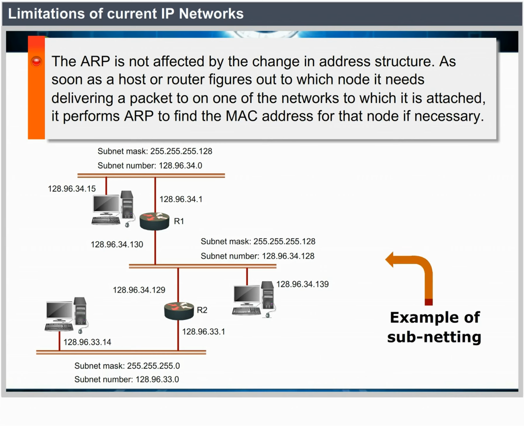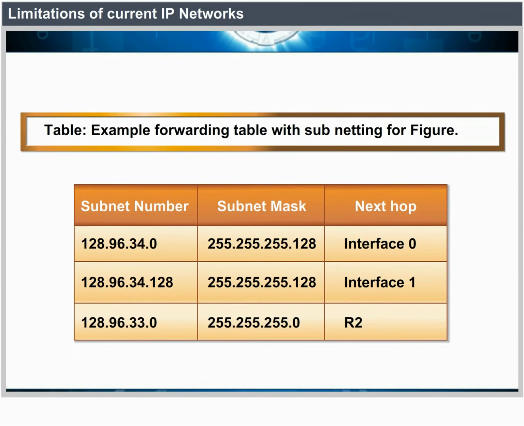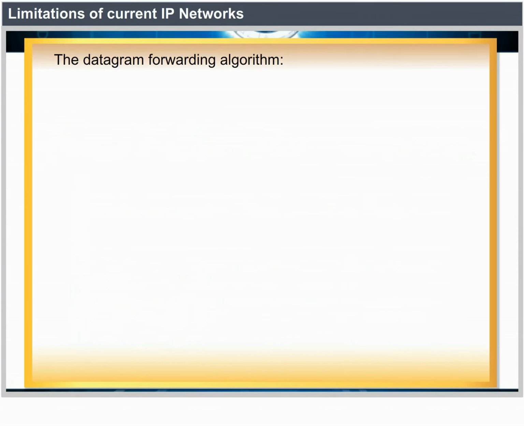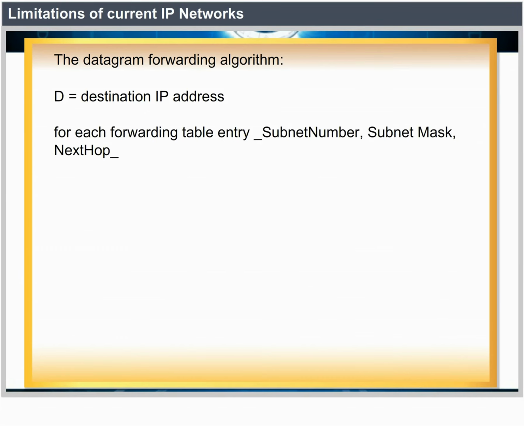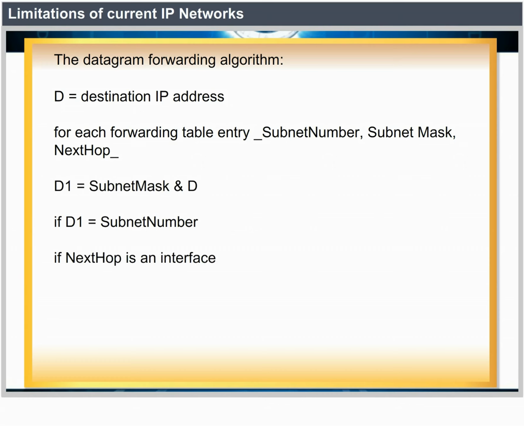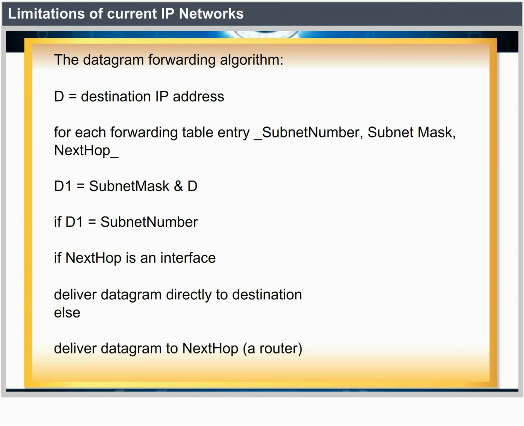Figure: example of subnetting. Table: example forwarding table with subnetting for the figure. The datagram forwarding algorithm: D = destination IP address. For each forwarding table entry, (SubnetNumber, SubnetMask, NextHop): D1 = SubnetMask & D. If D1 = SubnetNumber, if NextHop is an interface, deliver datagram directly to destination; else, deliver datagram to NextHop, a router.